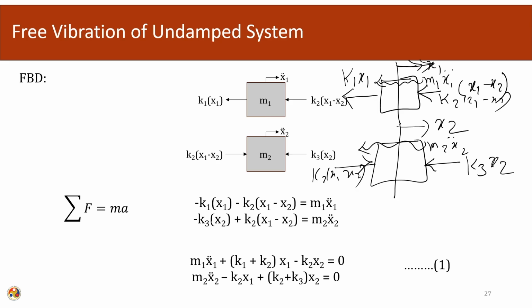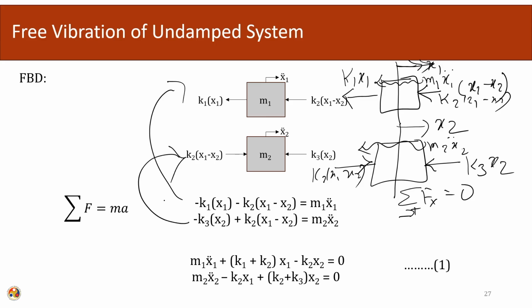Okay. So, after that we will write down the equation of motion, summation of forces in the horizontal x direction as positive. So, we write down the equation of motion for the first body, and we write down the equation of motion for the second body. And after rearranging we get these two equations of motion. If you look here, x1 and x2 are appearing in both the equations. So, this is called the coupled equation.